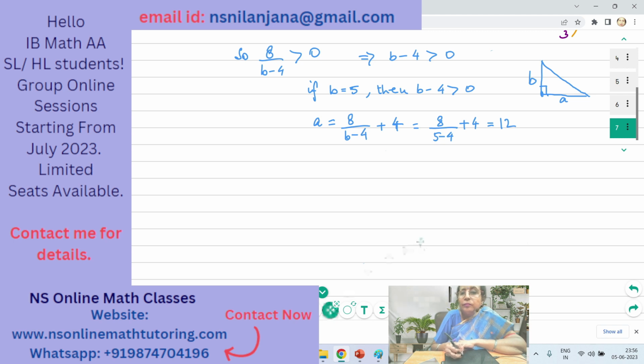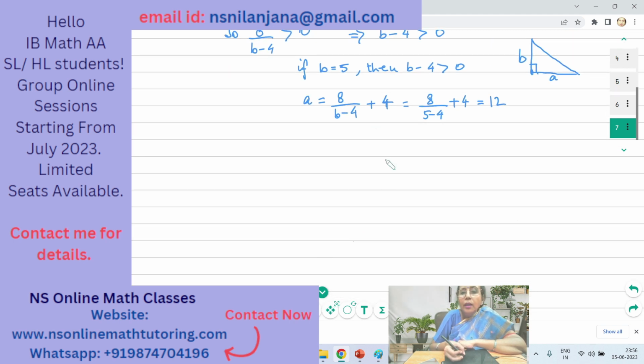So if we take a as 12 and b as 5, let us see what happens to the area and the perimeter. They should also be integers. So area is equal to half times 5 times 12, equal to 30. Definitely an integer. What is the perimeter?